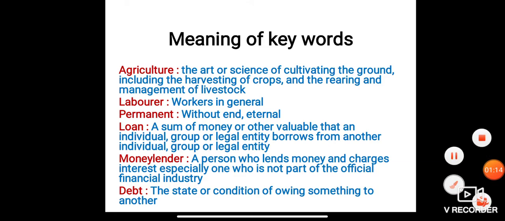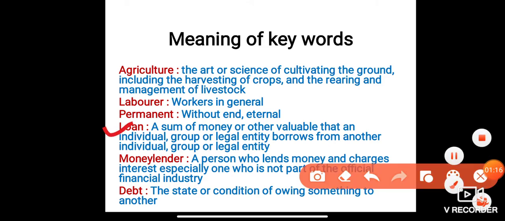And what is a loan? A sum of money or other valuable that an individual, group, or legal entity borrows from another individual, group, or legal entity. What is a moneylender? A person who lends money and charges interest, especially one who is not part of the official financial industry. And what is debt? The state or condition of owing something to another person. That is known as debt.